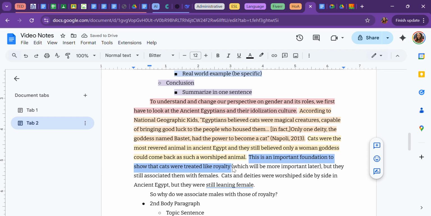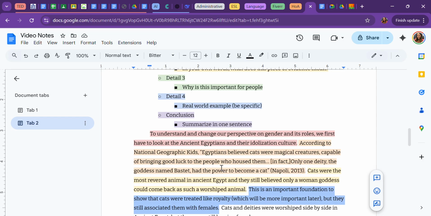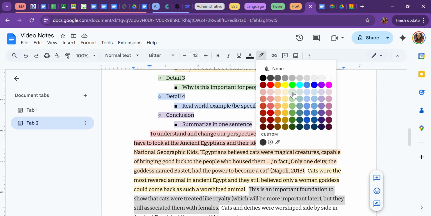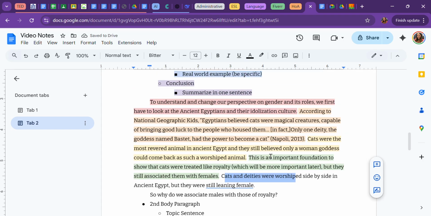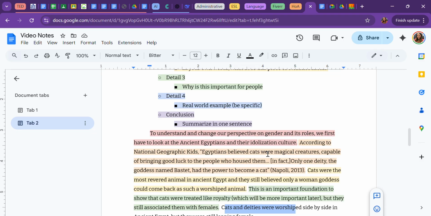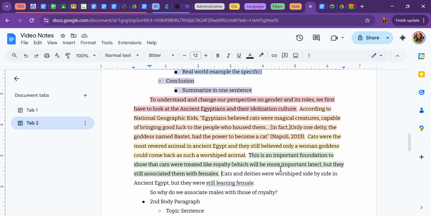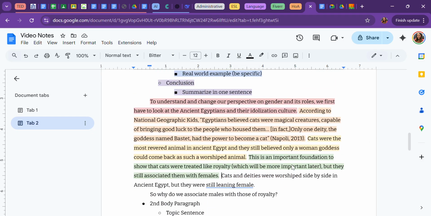This is an important foundation to show that cats were treated like royalty, which will be more important later, but they still associated them with females. This is my detail 3. Cats and deities. Oh, hold on, I need a detail. Oh, I need a real world example. See? This is why we check. A real world example.